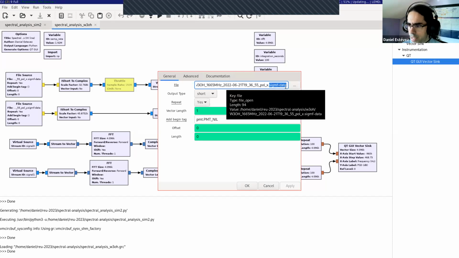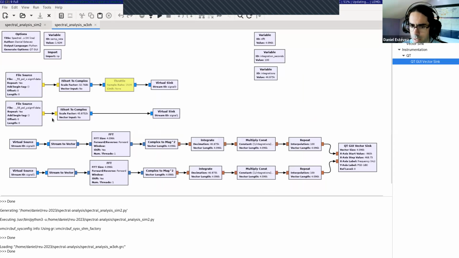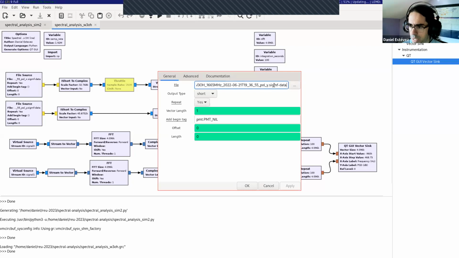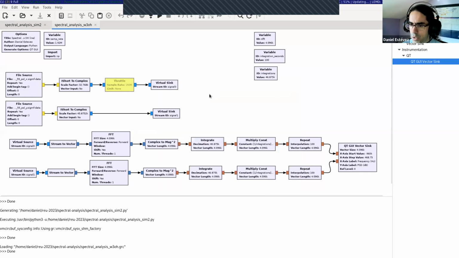And here I have my SIGMF data file for polarization X. And here we have the SIGMF metadata file for polarization Y, because the Allen telescope array antenna feeds are dual polarization, linear polarization. So this would be X, which is horizontal, and this would be Y, which is vertical. And we will probably speak about polarization in another tutorial in more detail. So we have the two signals here.